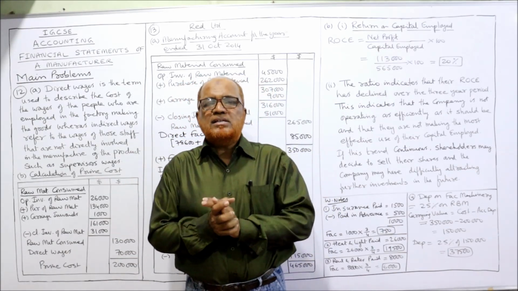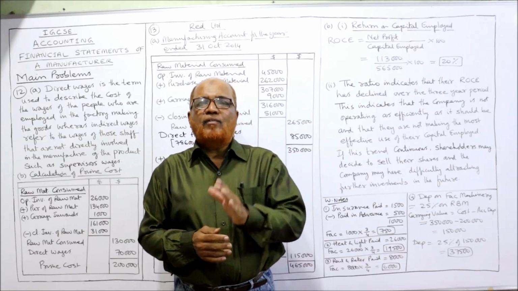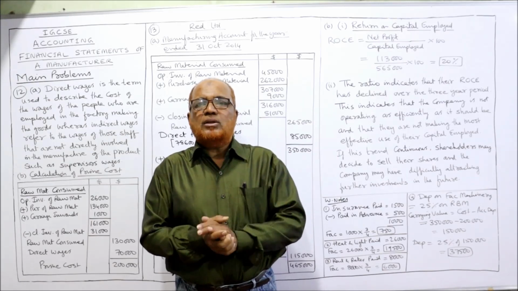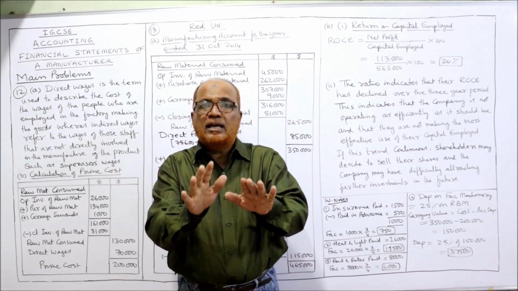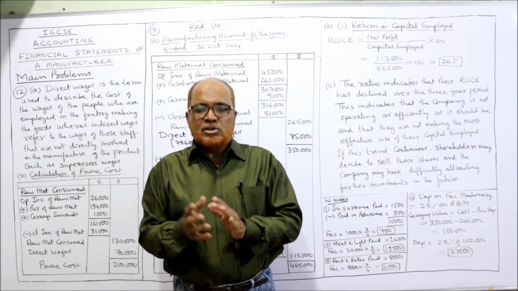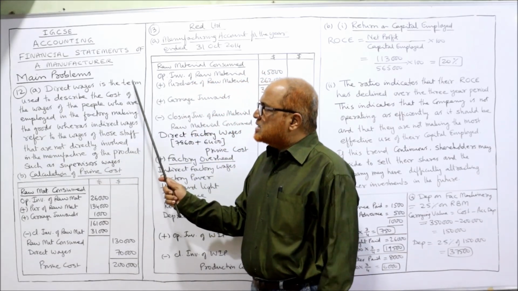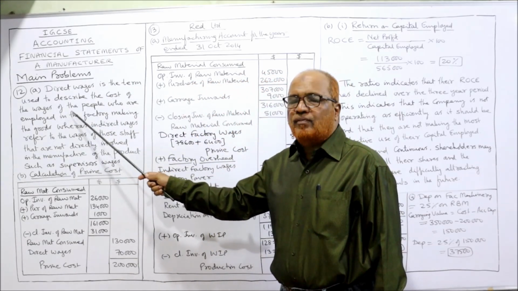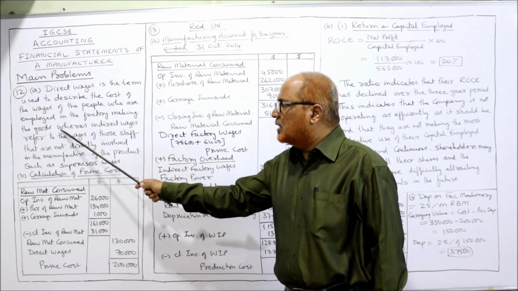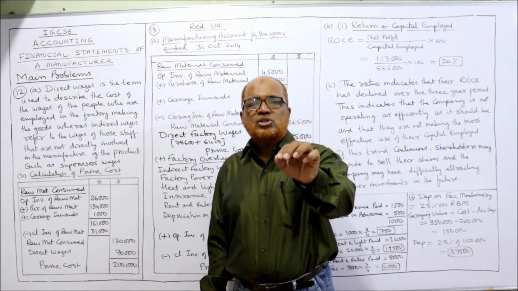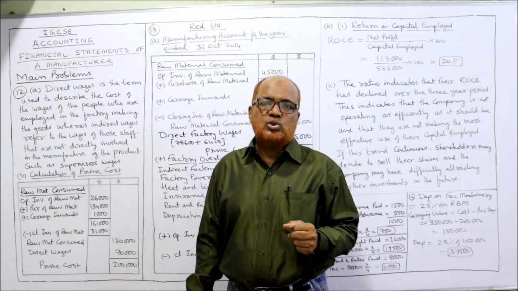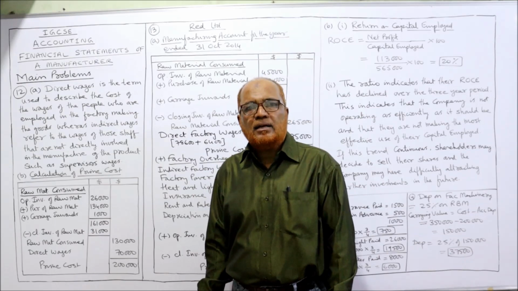See here, direct wages are the wages which are paid for converting the raw material into finished goods. And indirect wages are those wages which are not directly incurred in production, but indirectly incurred in the factory. So here the difference is, direct wages is the term used to describe the cost of wages of the people who are employed in the factory making the goods. That means the wages to those workers who are directly engaged in the production of goods. Those wages are called direct wages.